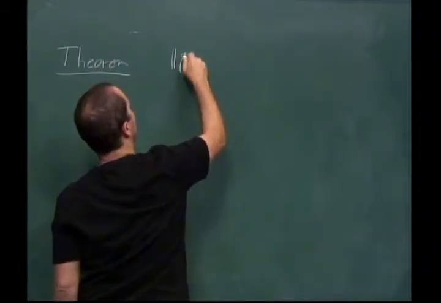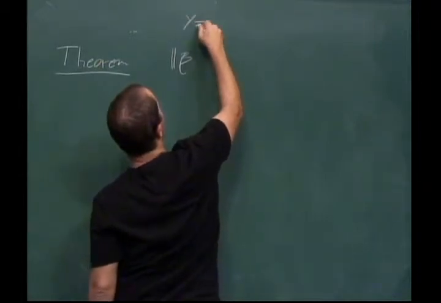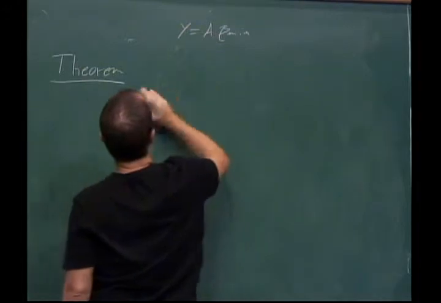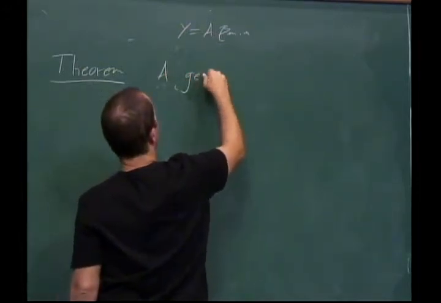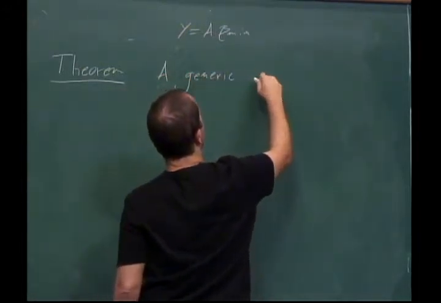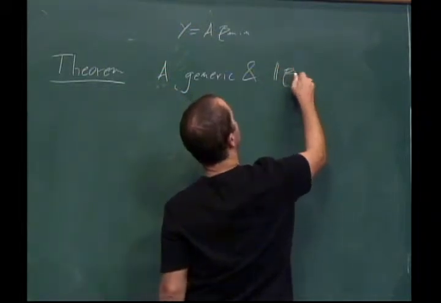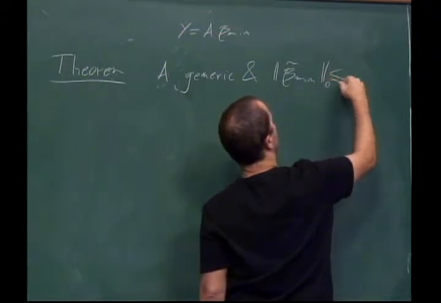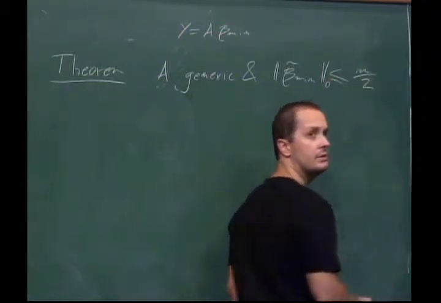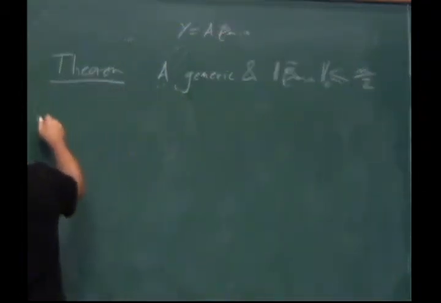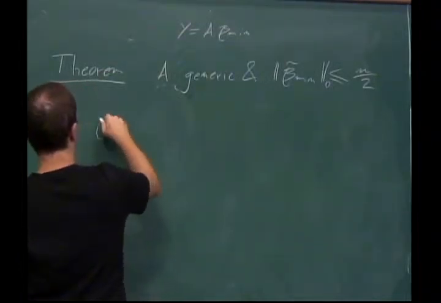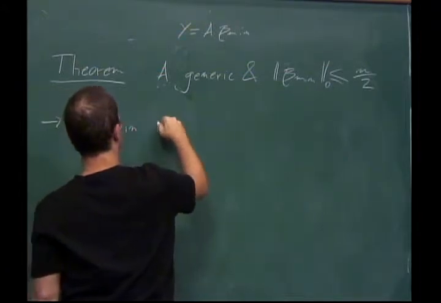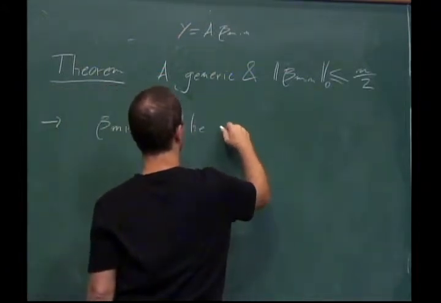So remember that y equals A times beta min. If A is generic and beta min has at most n over 2 non-zero coordinates, then, sorry, there's no tilde here. Then beta min is the unique solution to P0.